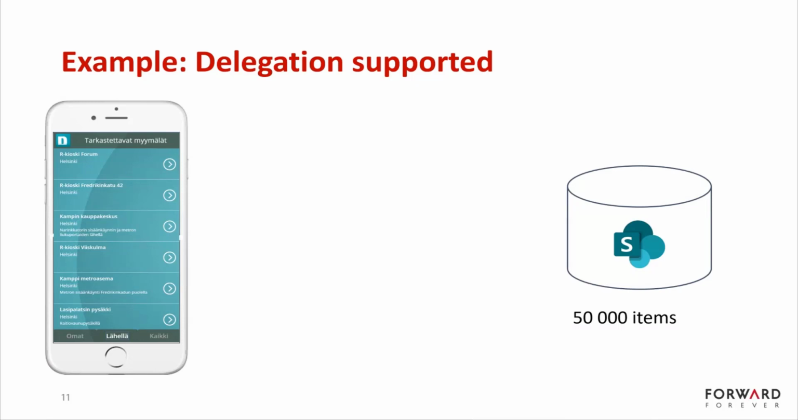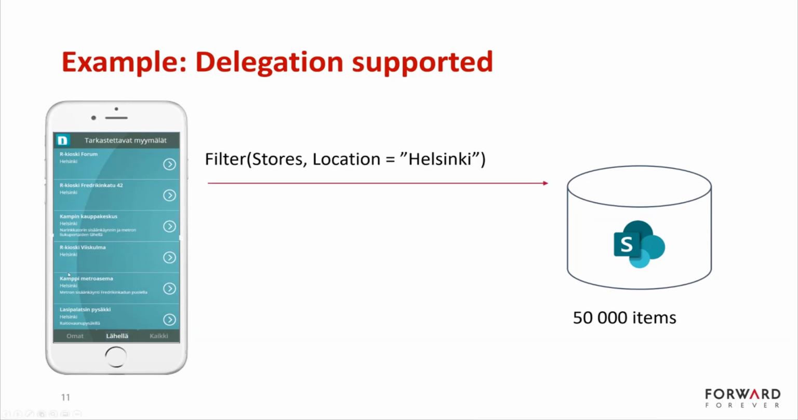And here I have my example. I have a Canvas Power App that is used by mobile phone. It just has one gallery here, and inside the gallery it shows stores that are located in Helsinki. And all these stores are actually stored here in one SharePoint list, and there are 50,000 items, 50,000 stores stored in this SharePoint list. And now we would like to show here stores that are located in Helsinki.